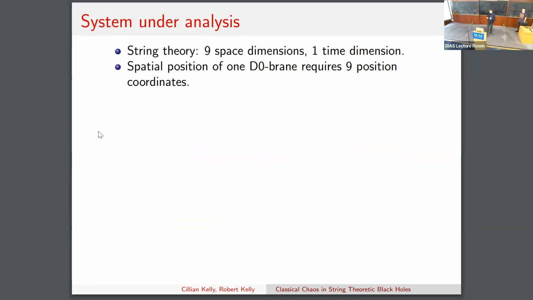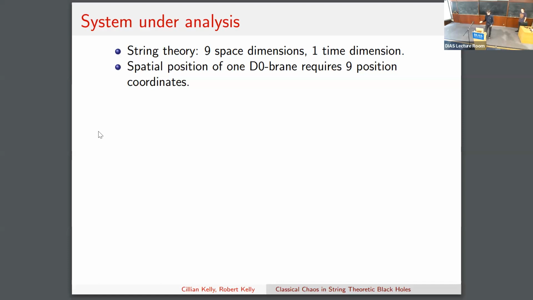But if we have 2 D0 branes, we'll need 18 spatial coordinates plus 2 extra coordinates per spatial dimension to quantify the coupling between the 2 D0 branes. Because you can have a string starting on one D0 brane and ending on the second, or starting on the second and ending on the first.